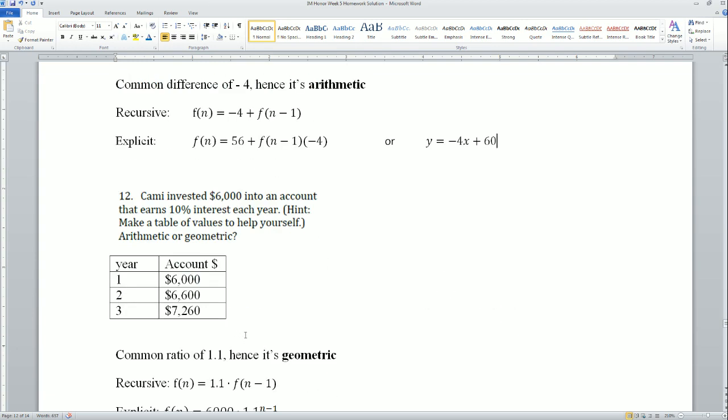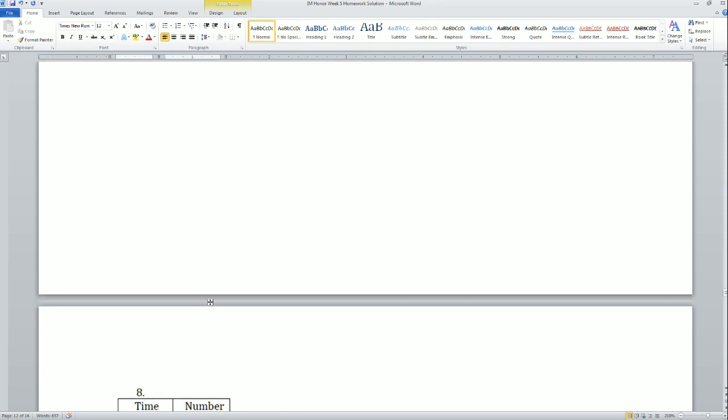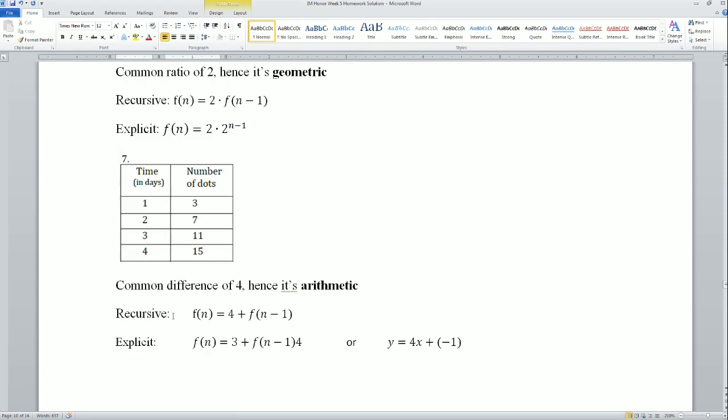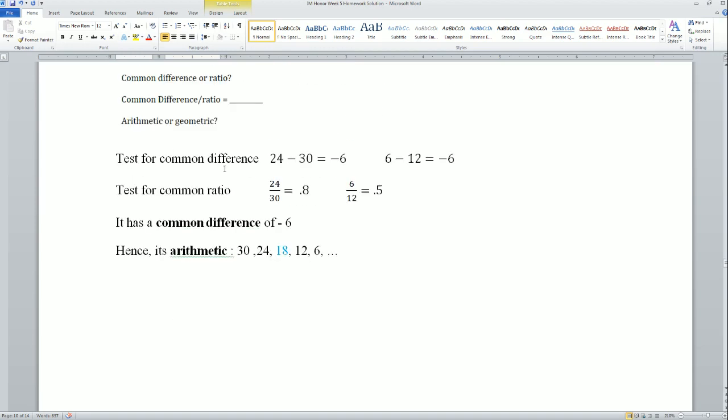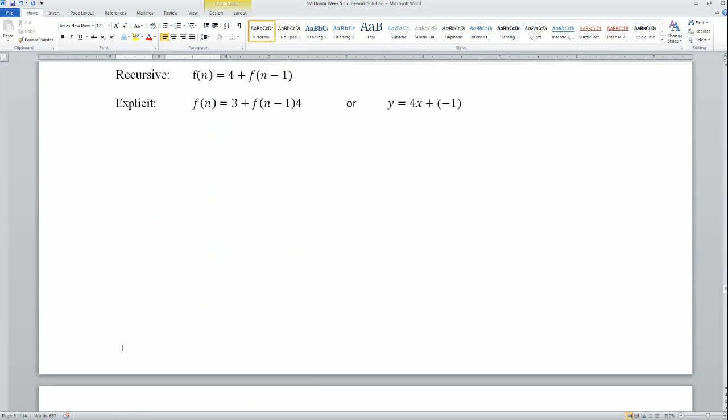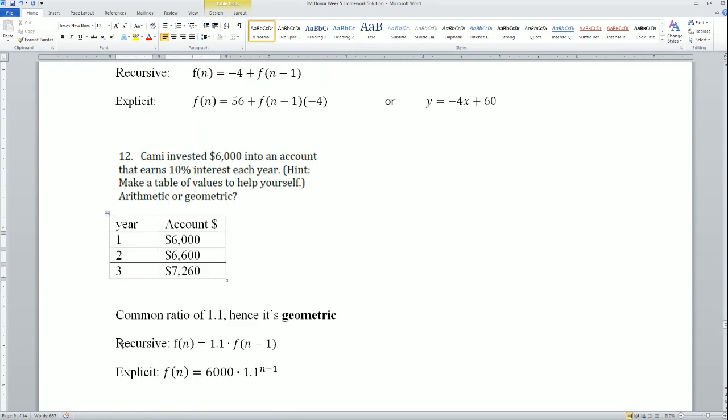All right, 12. Cami invests $6,000 in an account. It earns 10% interest each year. Okay, very difficult to do without a table, because of the percent interest, right? Always make sure you put it in a table of values to just get a better visualization. Again, once I have the table of values, do it exactly like right here, in terms of applying the test for the common ratio and the common difference. All right, the chart is very useful.